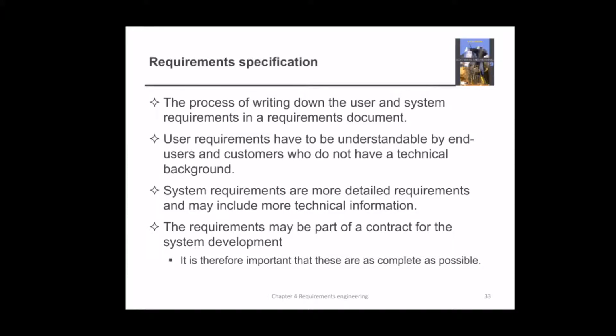When we are writing a requirement document, we should split it into user requirement and system requirement. User requirement is used by the end users who don't have much technical background, and system requirements are more detailed requirements and may include more technical information because it is used by the designers for designing the application. The requirements may be part of a contract for the system development. Sometimes the requirement document which we are going to write over here is used for the contract in some of the projects. It is therefore important that these are as complete and as consistent as possible.